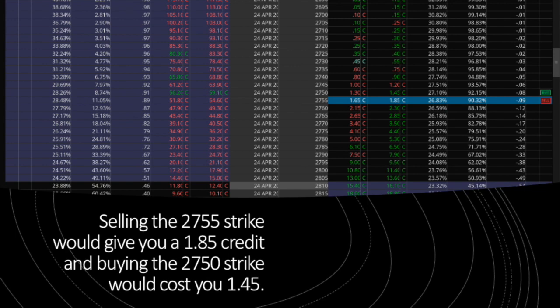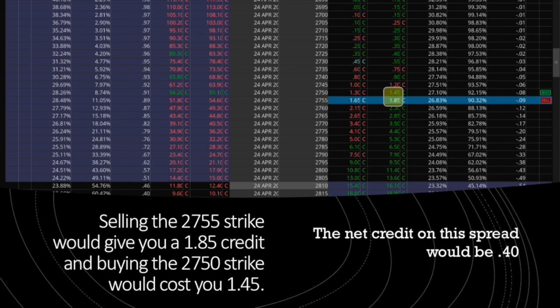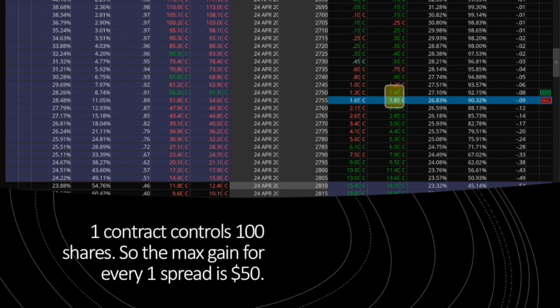Let's do the math. Okay, so in this screenshot, selling the 27.55 strike would give you $1.85 in credit, and buying the 27.50 strike would cost you $1.45. So the net credit on this spread would be 40 cents. But we typically aim for at least 50. So going forward, I'm just going to use the example that we filled at 50 cents. So for every 1 contract, that controls 100 shares. So the max gain for every 1 spread would be at least $50.